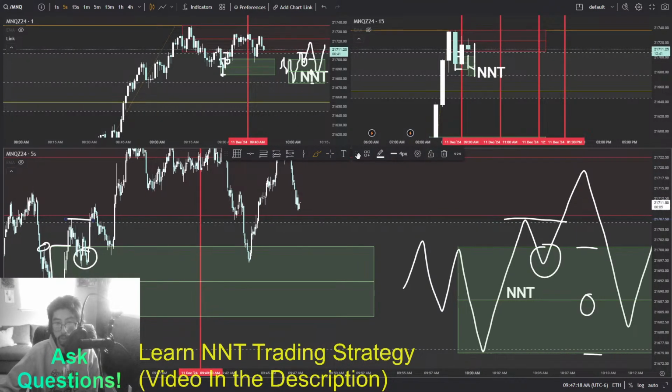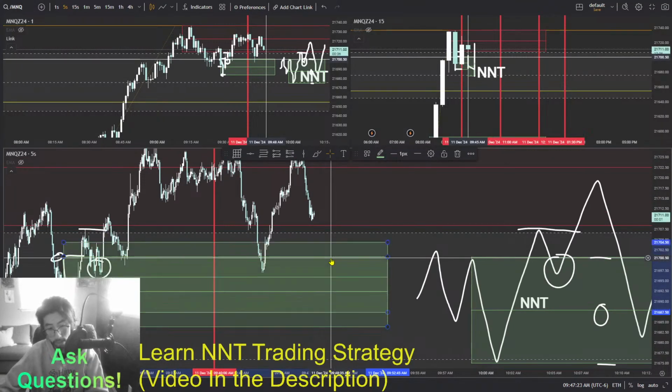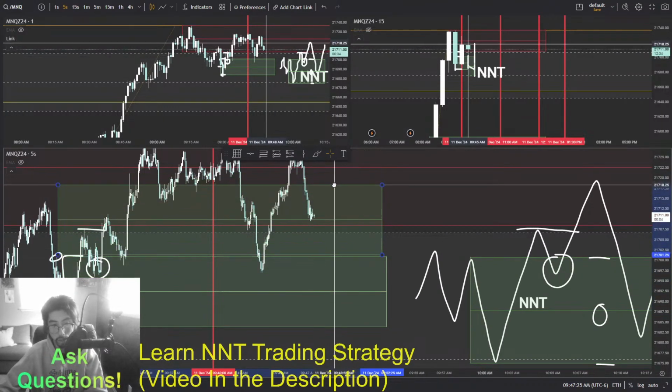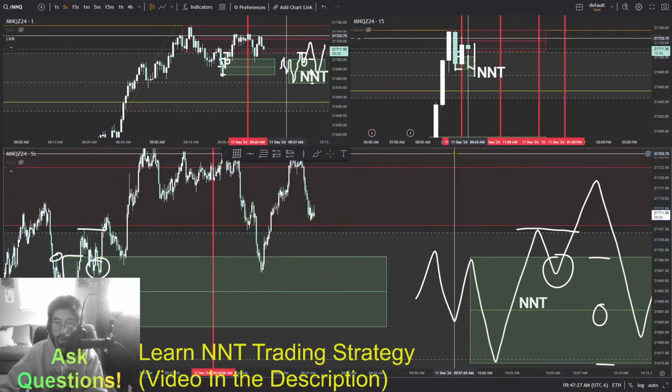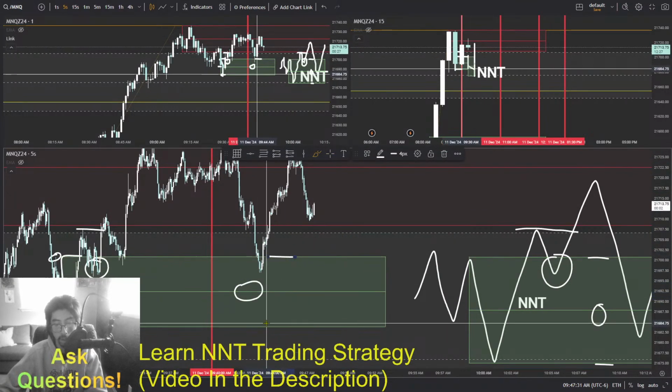Then we reach 100% away. Let me show you how we can check that. We grab the zone, duplicate it, make sure we reach 100%. Yep, 100% away. Then we have our order at 50%, with our take profit above, and our stop one tick below.